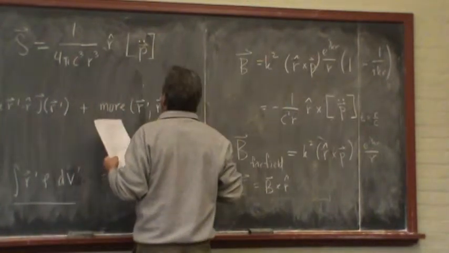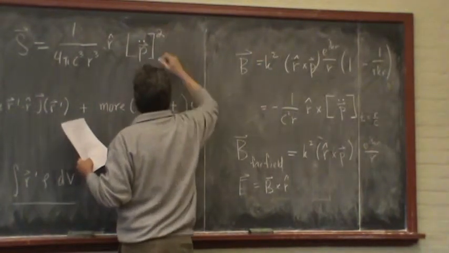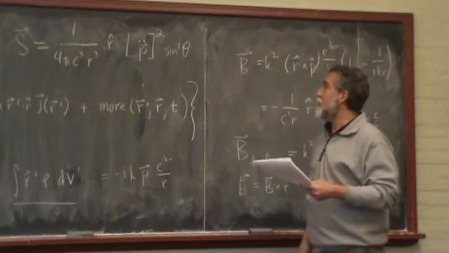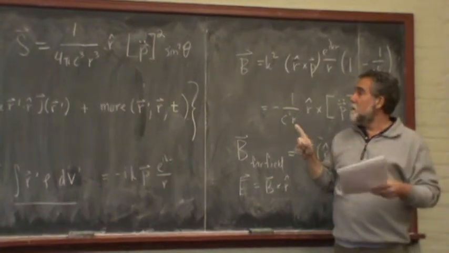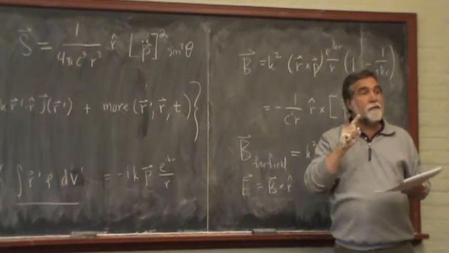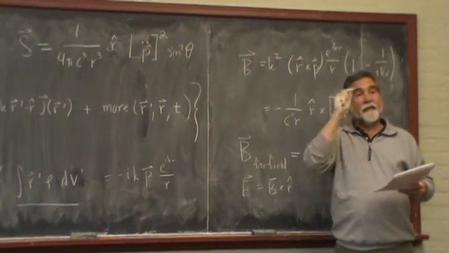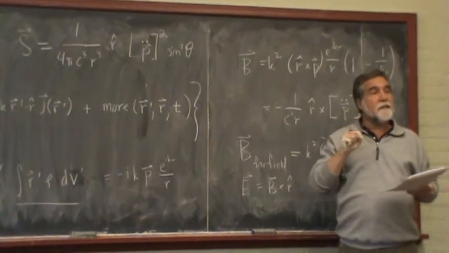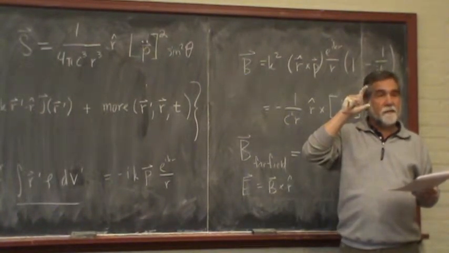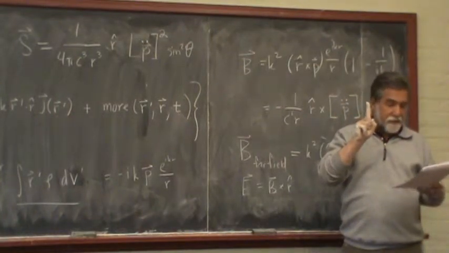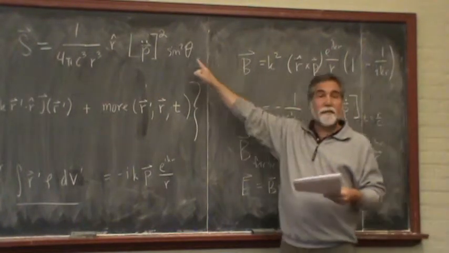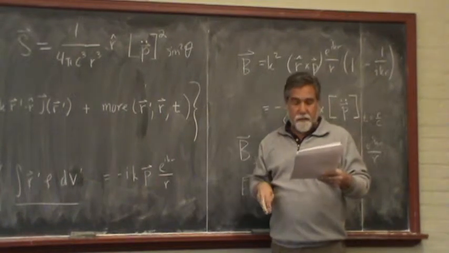It involves the second derivative of the dipole moment with respect to time, squared, times sine squared theta, where theta is the angle between the acceleration of the dipole moment and the direction. So if the dipole is just oscillating up and down, then it's very simple. The acceleration is in the same direction as the dipole points, right? So if I just have a dipole doing that, my acceleration points in that direction. That defines the direction for the sine squared.